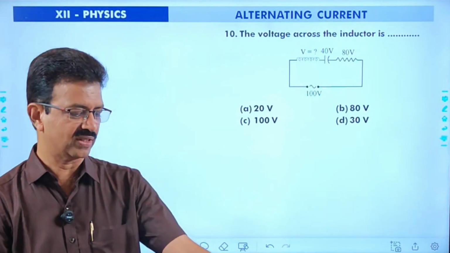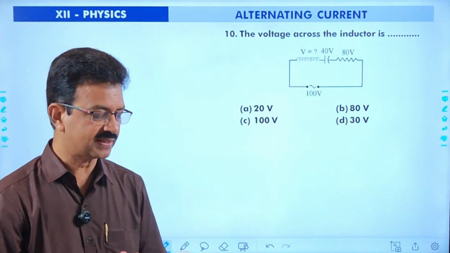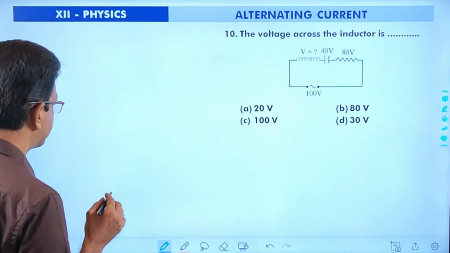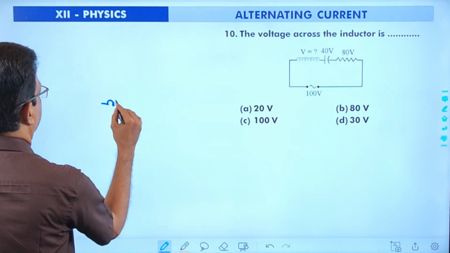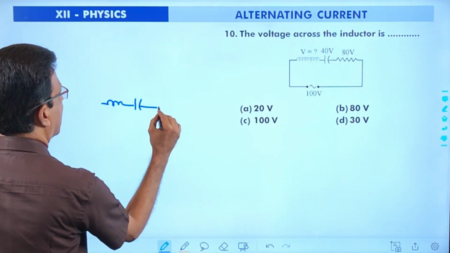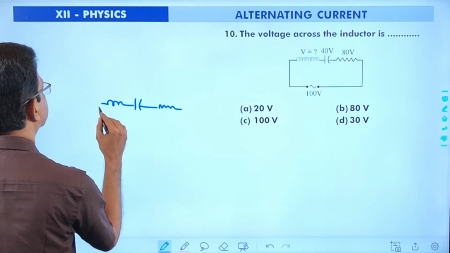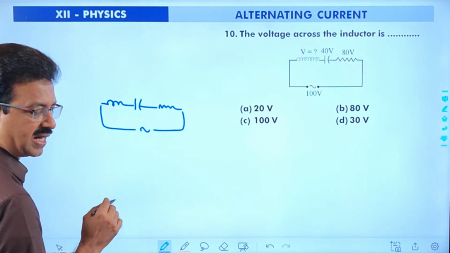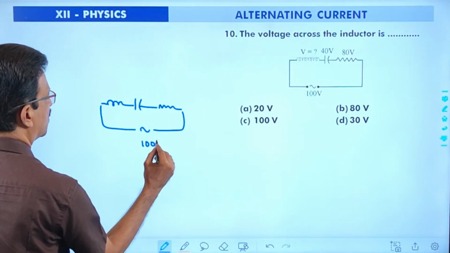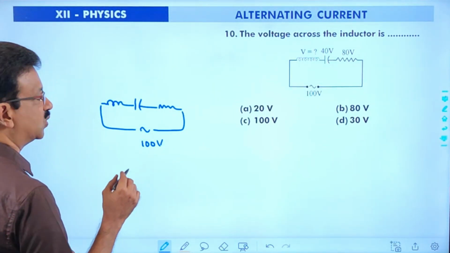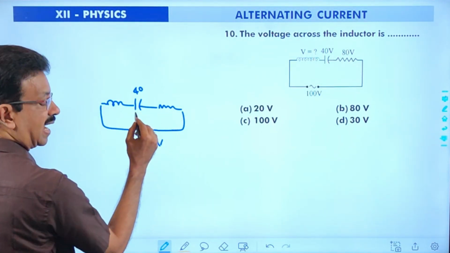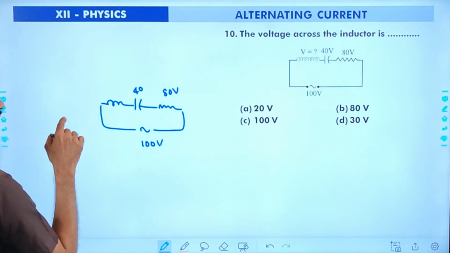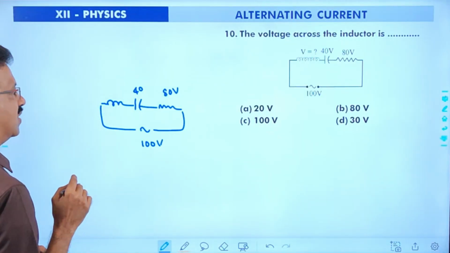A figure is given for the next question. And the question is, the voltage across the inductor. It's an LCR series circuit. Supply voltage is given as 100 volt. The other two voltages are also given: voltage across resistor 80 volt, voltage across capacitor 40 volt.